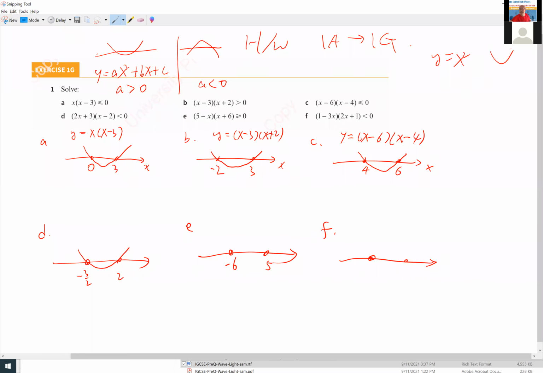If a is less than zero, we know the basic one: y equals x squared, it's here. y equals negative x squared, it's here. So you need to check the number in front of x squared, or we check the coefficient of x squared. The coefficient of x squared is just positive one if you expand it. It's still positive. Emily, what's the coefficient of x squared for number E? Very good, it's negative one. The number in front of x squared, so it's inverted.